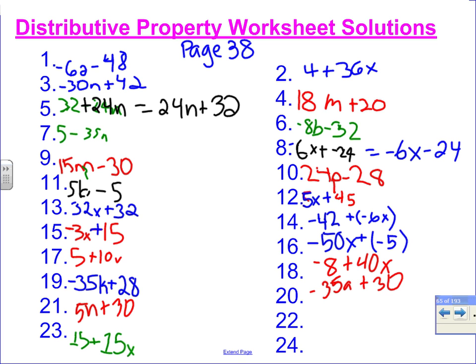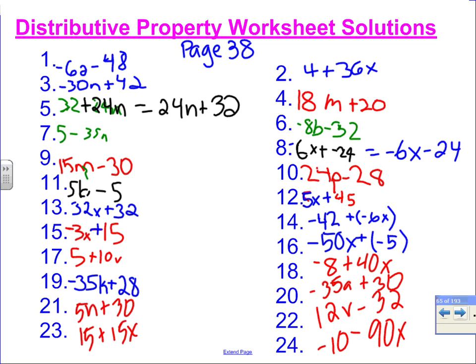Okay, 22 should be 12r minus 32. 23 is 15 plus 15x. 24, Doug? Good, plus negative 90x or just minus 90x. Okay, I'm going to get there in 1 second. Make sure your answers are checked.